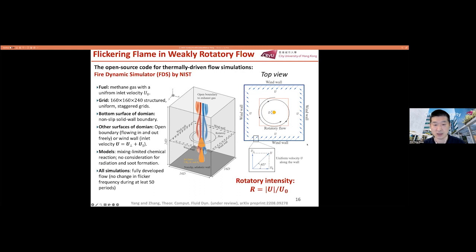Since the domain is big enough, we don't need to worry about the boundary effect and the corner effect. So you will see from here, basically in the following calculations, in most of the cases we fix the angle of the tangential flow, and we just change the flow velocity u. We define this as the rotatory intensity. So basically, you can think the larger R means the stronger rotational intensity of the flow.